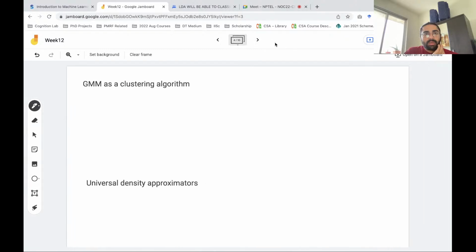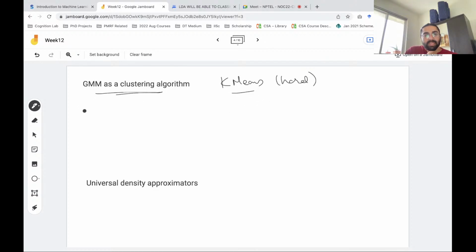Okay, so I had two ideas to cover today. One was that somebody asked in the group how do you understand GMM as a clustering algorithm? The point here is that k-means was a hard clustering algorithm, right? So each point can belong to only one cluster.